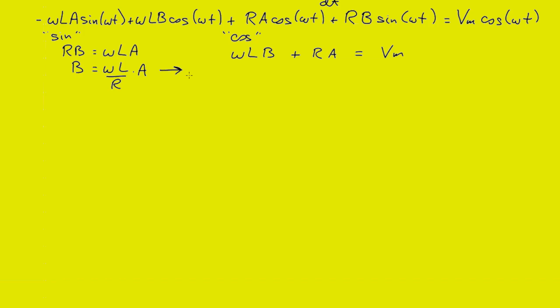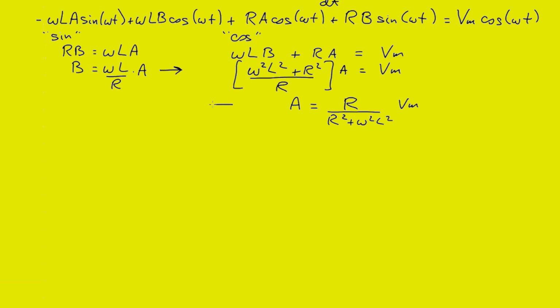Well, I can substitute for B already, we know what that is, so I can rewrite this as, now I'll have omega squared L squared over R plus R, all times A should be equal to Vm, and that allows us to solve for A, and we find that A will be equal to R over R squared plus omega squared L squared times Vm. Knowing A, we can also find B. B will be then equal to omega L over R squared plus omega squared L squared times Vm.